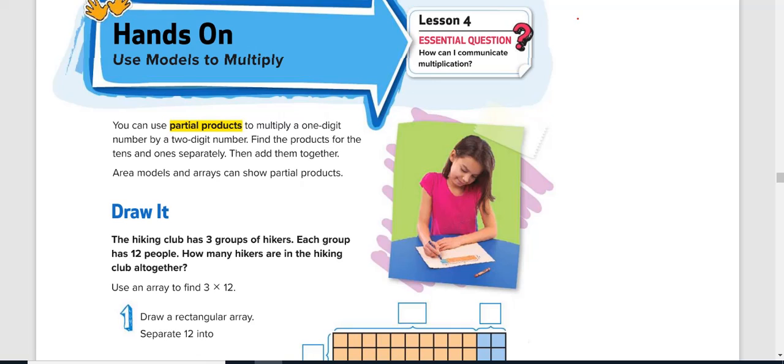Okay, so let's take a look at this example 1. The hiking club has 3 groups of hikers. Each group has 12 people. How many hikers are in the hiking club altogether? So we need to find the product of the 3 groups times 12, since each group has 12 people. So this is our focus, 3 times 12.